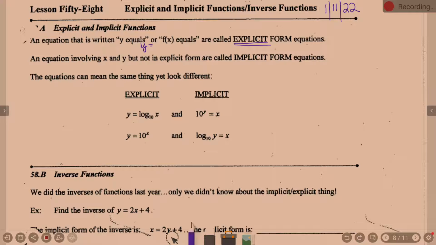Or the other thing is, when you've got it y equals, it's really easy to plug an x value in because you just plug it in and do all the math and you get your answer. That's our explicit form. That's our form that we prefer to work with most of the time.